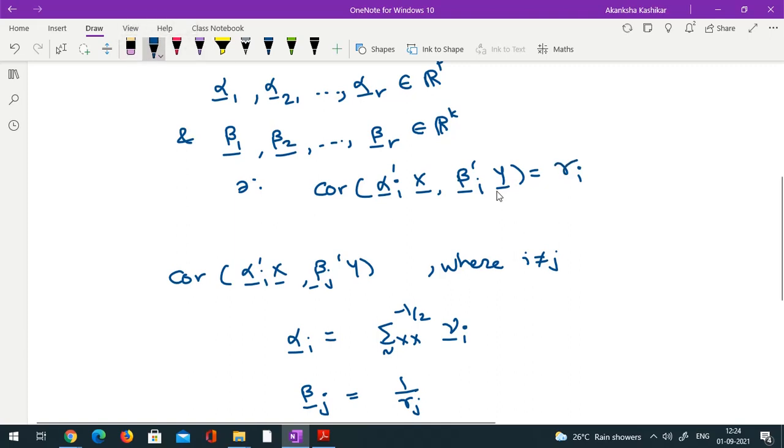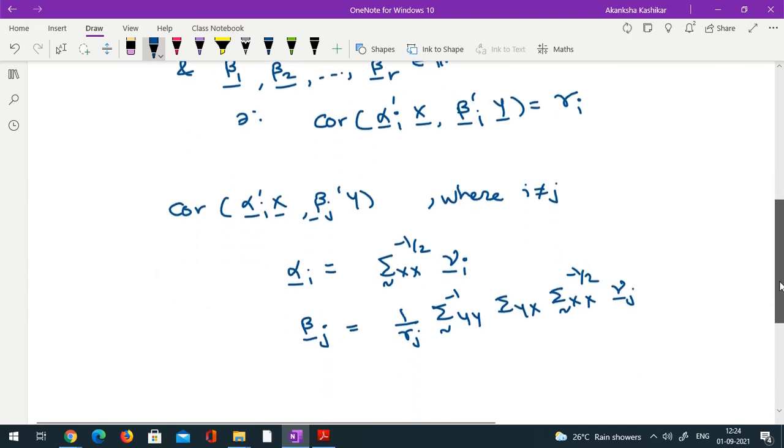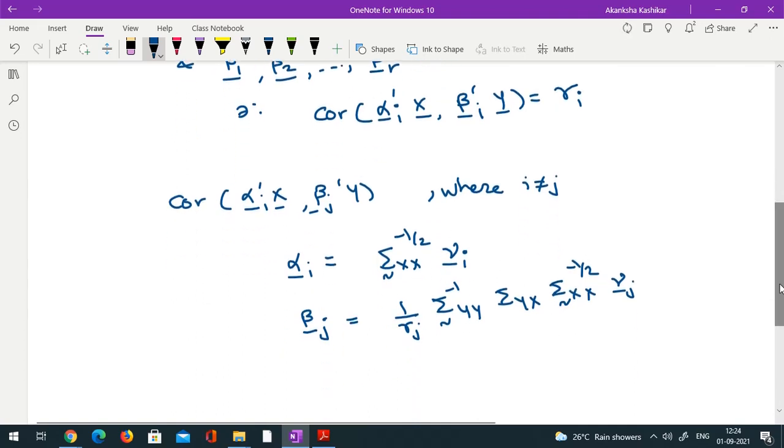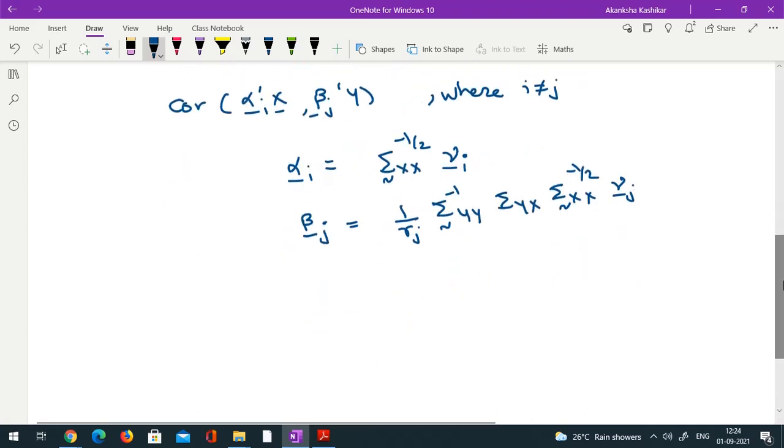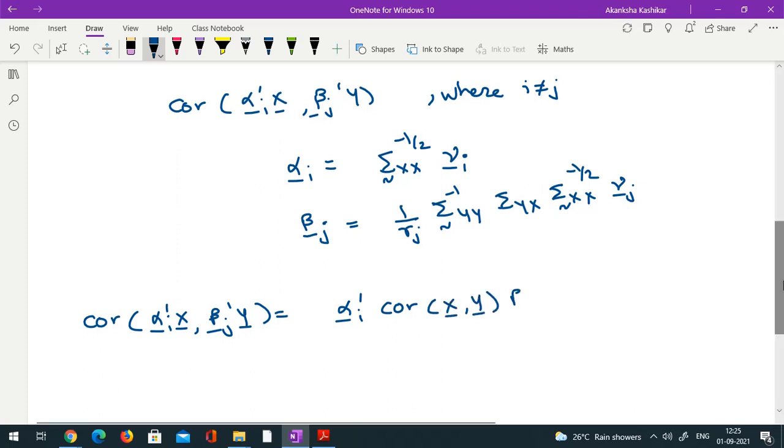If we have used the word gamma. Okay, 1 by gamma j, sigma yy raised to minus 1, sigma yx, sigma xx raised to minus half nu j. Is it correct? Can someone confirm? Yes, ma'am. Okay, so now I want to compute correlation between alpha I prime x and beta j prime y. So correlation between alpha I prime x, beta j prime y would be alpha I prime correlation between xy and beta j.